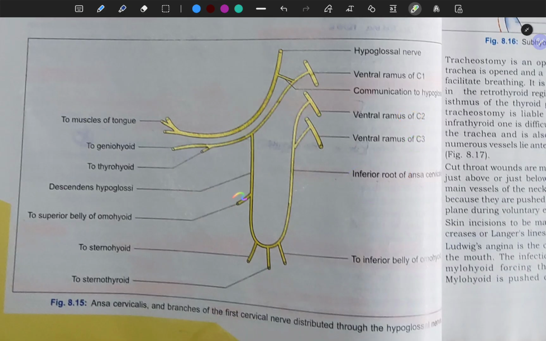From there we have the superior belly of omohyoid, sternohyoid, sternothyroid, and inferior belly of omohyoid branches. The hypoglossal nerve supplies the muscles of the tongue. All muscles of the tongue are supplied by the hypoglossal nerve except palatoglossus, which is supplied by the cranial branch of the accessory nerve. And the ventral ramus of C1 mainly supplies geniohyoid and the thyrohyoid group of muscles.